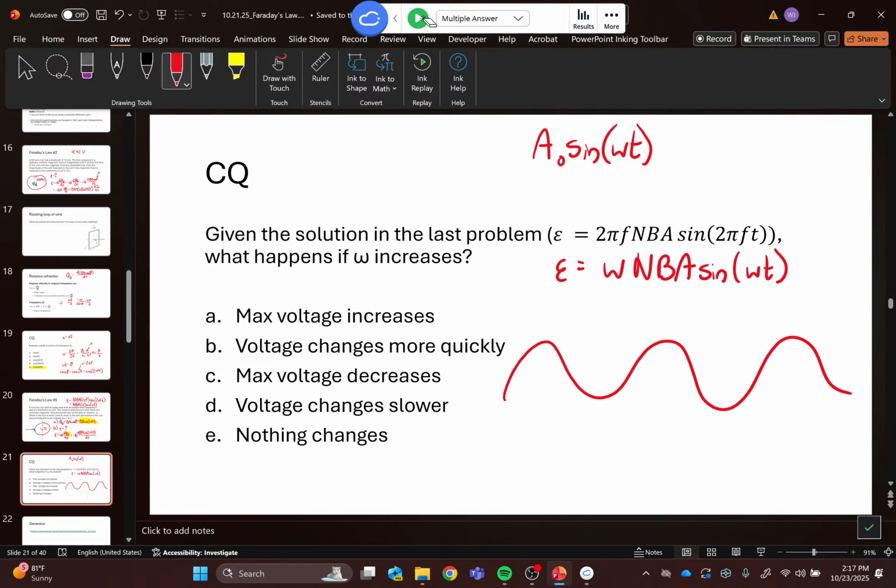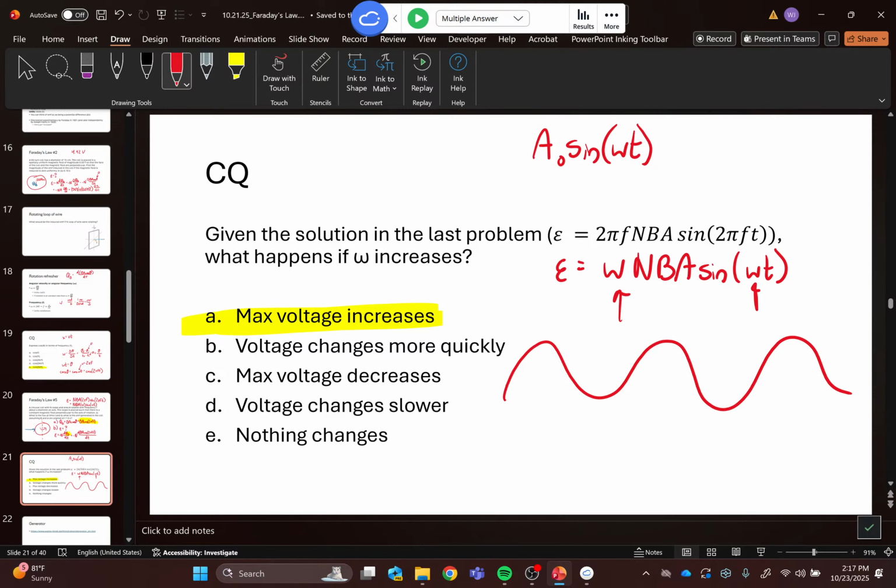If I make the amplitude go up, it makes my wave get taller. There we go. So look, w's in front, meaning if w goes up, my amplitude goes up, meaning I'm going to produce more voltage. My max voltage and my average voltage will also go up. The next thing is there's a w inside of this sine. When does a sine function repeat itself? If I start at 0, at what angle does it repeat itself?